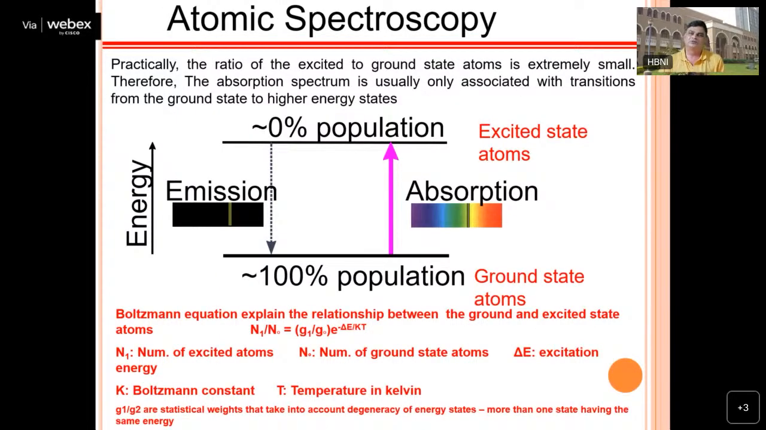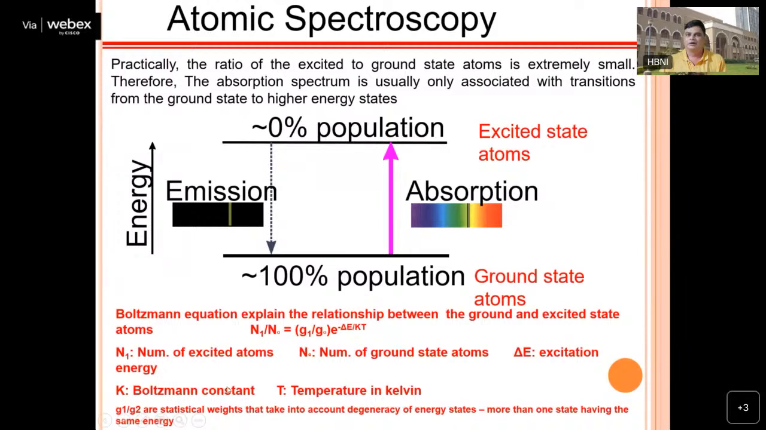And generally, when we look at this critical part, the ratio of the excited state atoms to the ground state atoms is governed by the Boltzmann equation. With the help of the Boltzmann equation, we can explain the relationship between the population of electrons in the ground state and in the excited state. So one can evaluate the population ratio of N1 and N0.